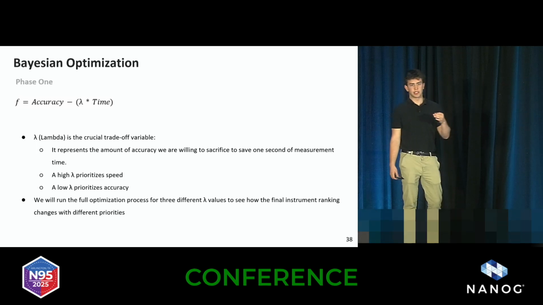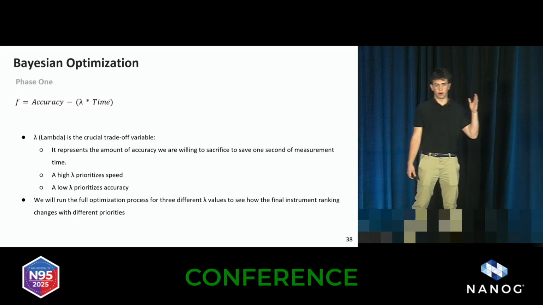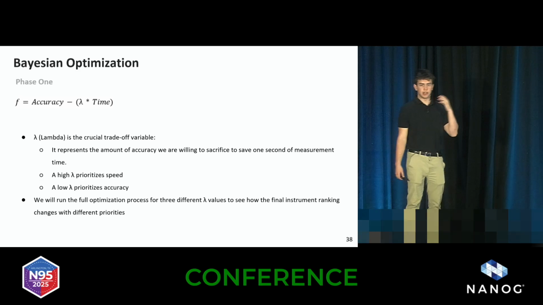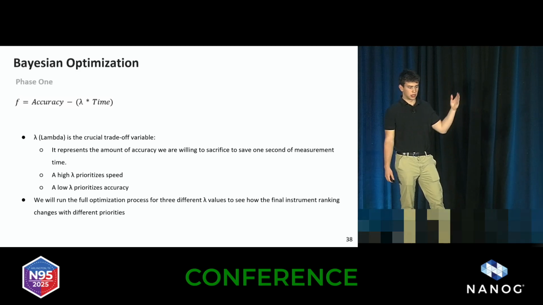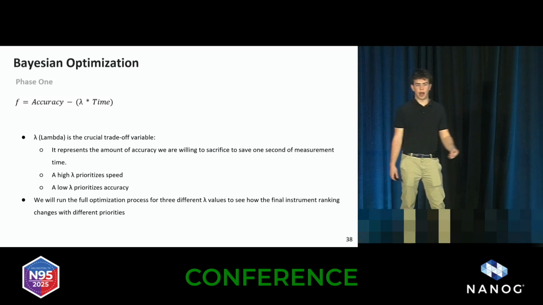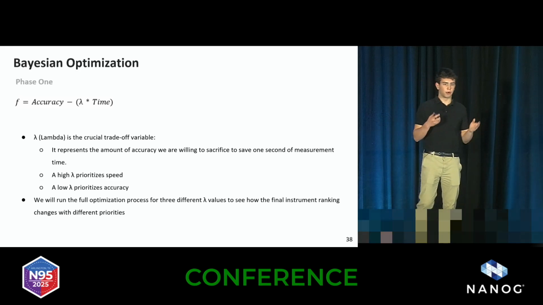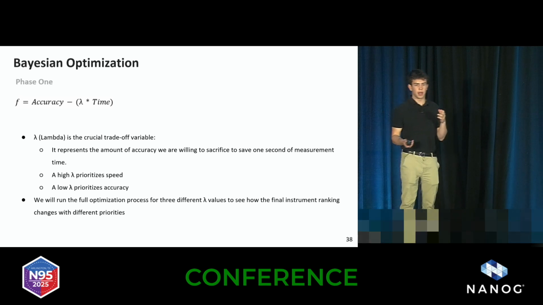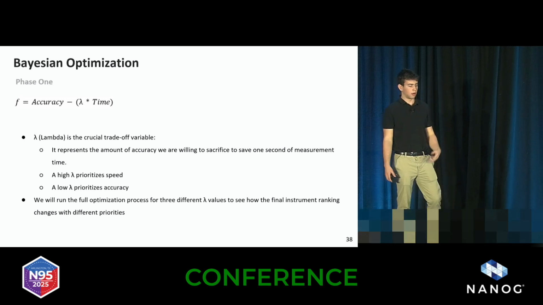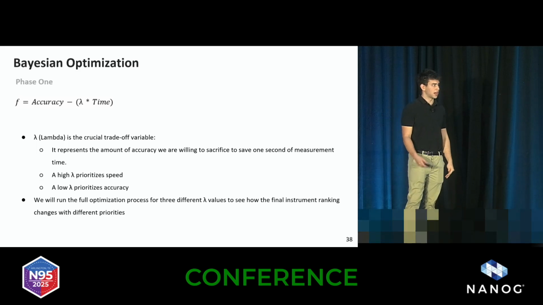So 0.66, like if you're classifying 66% of your samples in the right cluster, your accuracy is going to be higher. And then we also have a time for the length. And then the lambda is the trade-off. So how much time are you willing to sacrifice for accuracy and vice versa? And a high lambda would prioritize the speed, while a low lambda would prioritize the accuracy.